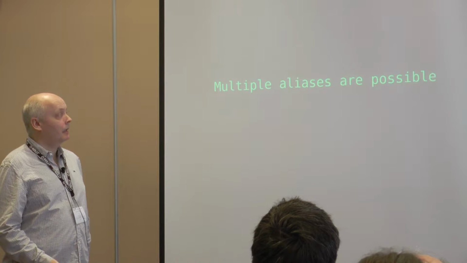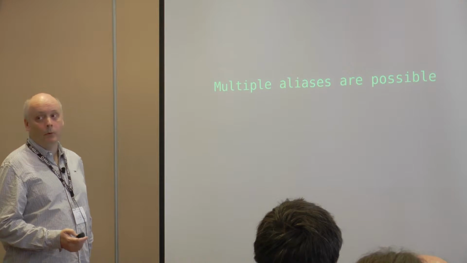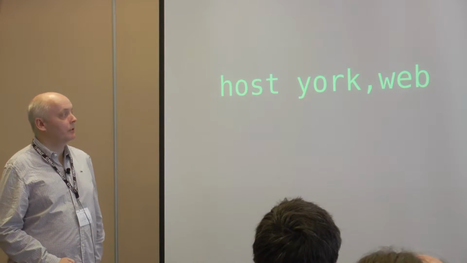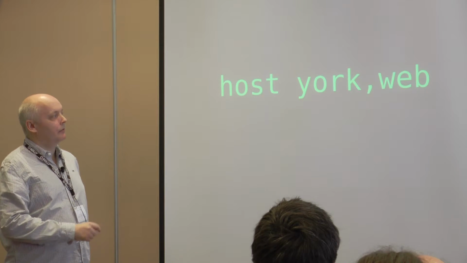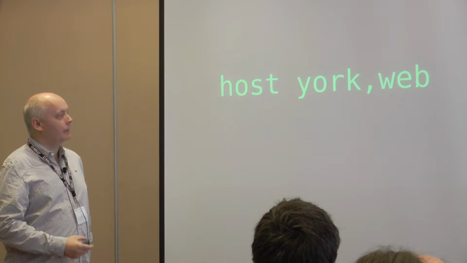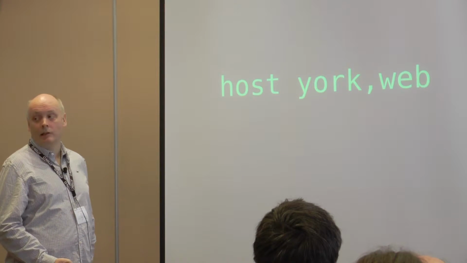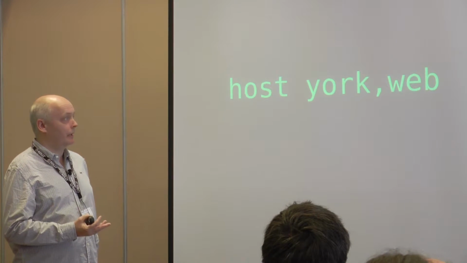So although they are simple labels, you can have more than one alias that points to the same host. So supposing York happens to be your web server, or you've got some other convenient way of remembering it, or maybe it has an internal name that follows some kind of convention that you're using, but you want a more convenient way of referring to it. So you can just separate these by commas.